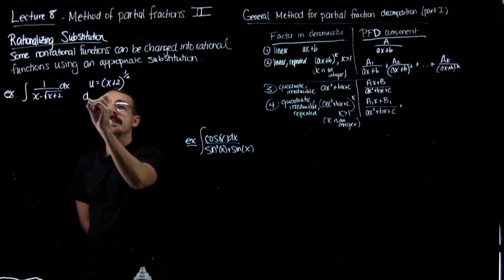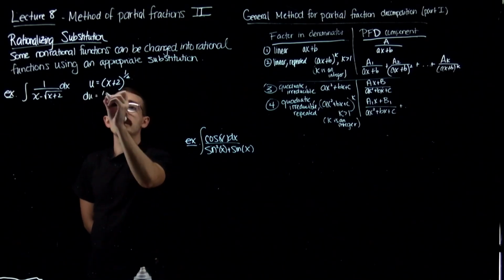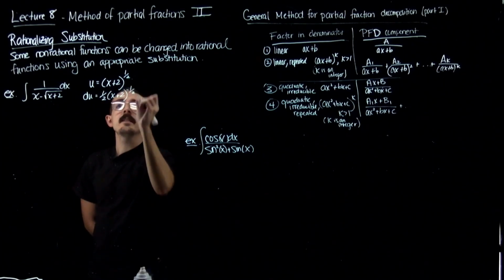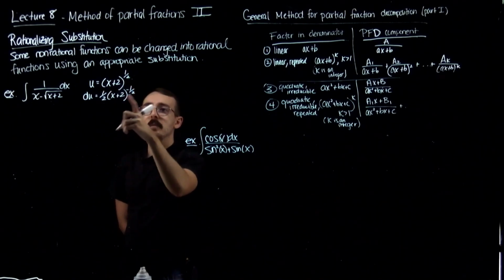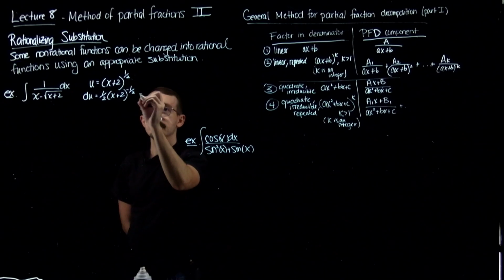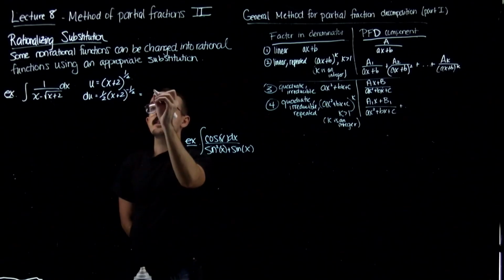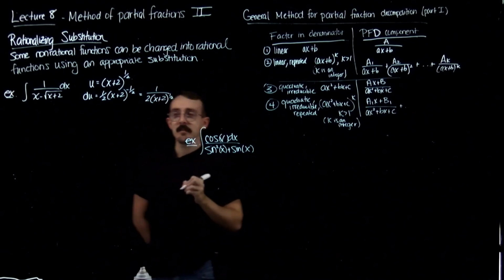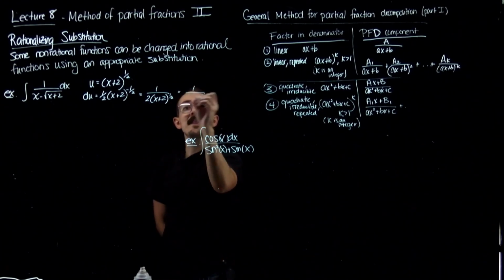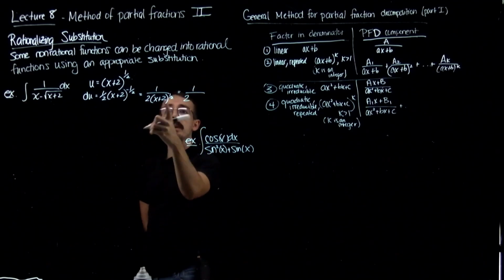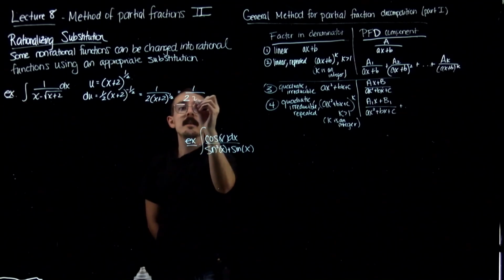So then du would be equal to 1/2 times (x plus 2) to the negative 1/2 power, based on the chain rule. You bring the power down, subtract 1 from the power, and the derivative of the inside is just 1. Now this right here is equal to 1 over 2 times (x plus 2) to the 1/2, because I'm bringing that negative power to the denominator. However, that's equal to 1 over 2, and then what did I call (x plus 2) to the 1/2? That's u.